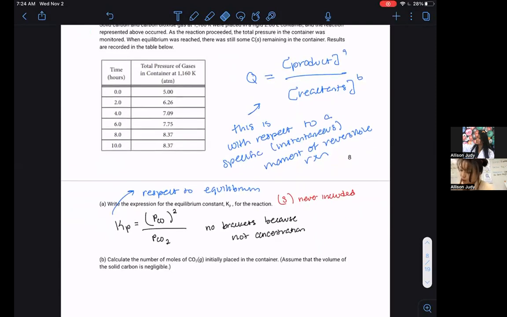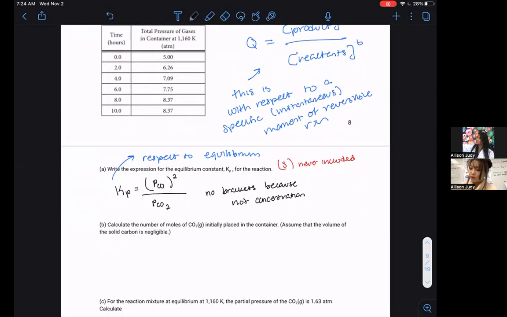And now you're asked for part B: calculate the number of moles of CO2 initially placed in the container. So if you're wondering, wait, how do I use the K expression? No. This is where you see that FRQ questions drop back from previous units. This is actually a unit 3 type of problem.